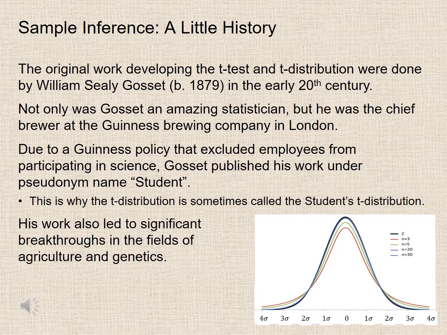A fun piece of statistical history to add to this story: the original work developing the t-test and t-distribution was done by William Sealy Gosset in the early 20th century. Not only was Gosset an amazing statistician, but he was the chief brewer at the Guinness Brewing Company in London. Due to a Guinness policy that excluded employees from participating in science, Gosset published his work under a pseudonym, Student. This is why the t-distribution is sometimes called the Student's t-distribution. His work also led to significant breakthroughs in the fields of agriculture and genetics.